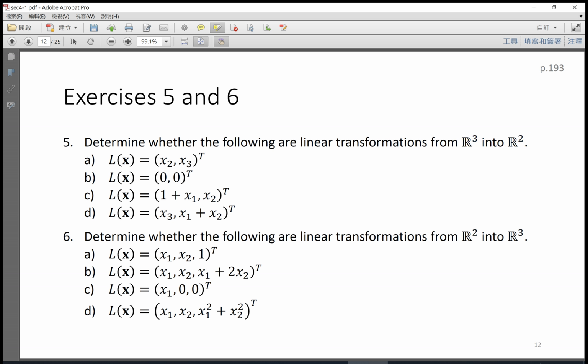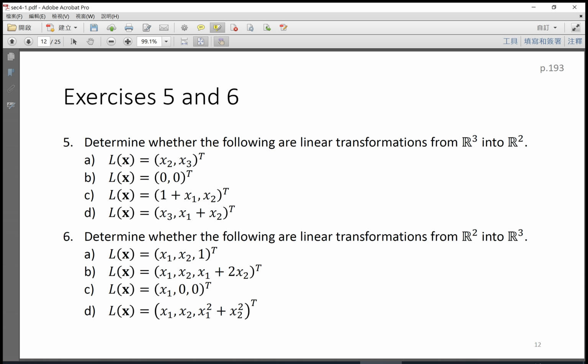Consider case A. L of x is defined as (x2, x3) transpose. Since the output only involves terms from x of first order only, L of x is a linear transformation. Next, consider case B. L of x equals the 0 vector in R^2. Since the output only involves 0, therefore L is a linear transformation.